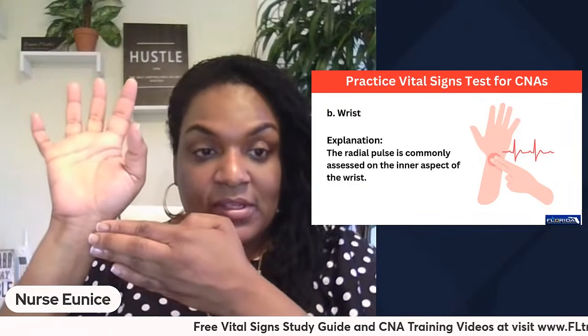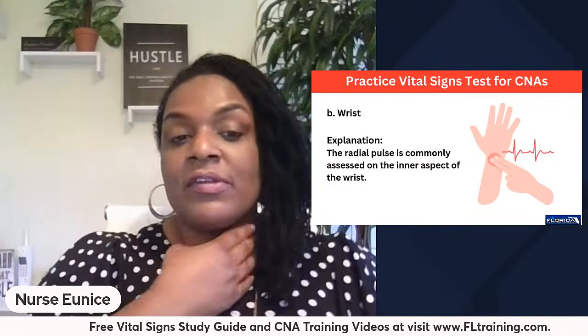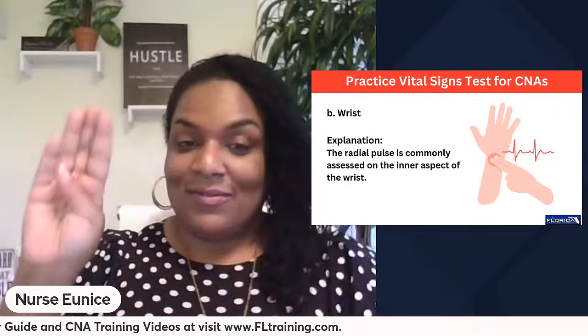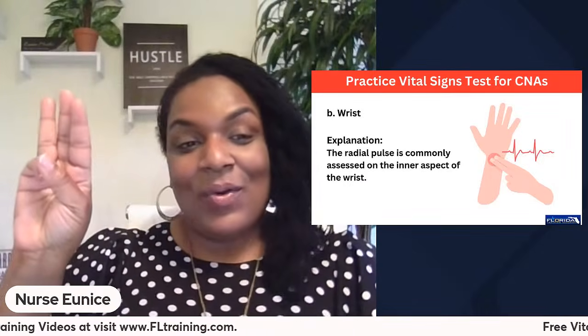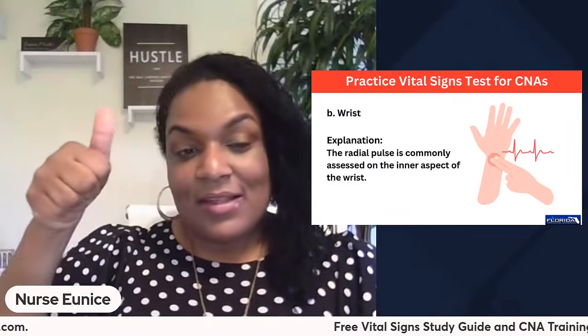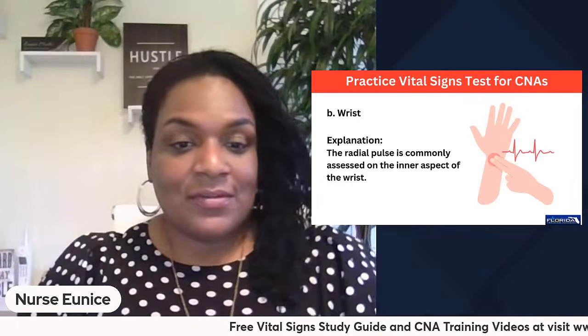So the radial pulse is here. The carotid pulse is in the groove of the neck off to the side. And again, you can use 2 or 3 fingers when you're taking a pulse. What you can't use is your thumb because your thumb has its own pulse.